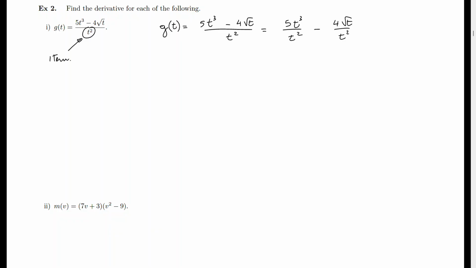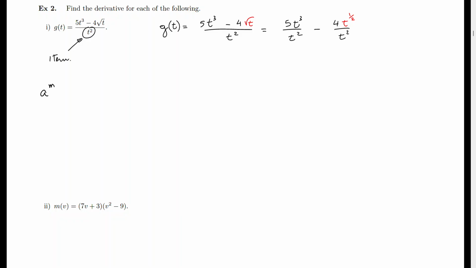Now, one thing I want to do right off the bat is the square root of t, I'm going to rewrite it as t to the 1/2 this time. And that's because I want to save myself a little bit of work. It's helpful to rewrite it as an exponent because then I can worry about what to do with each fraction because they both have t's on the numerator and the denominator.